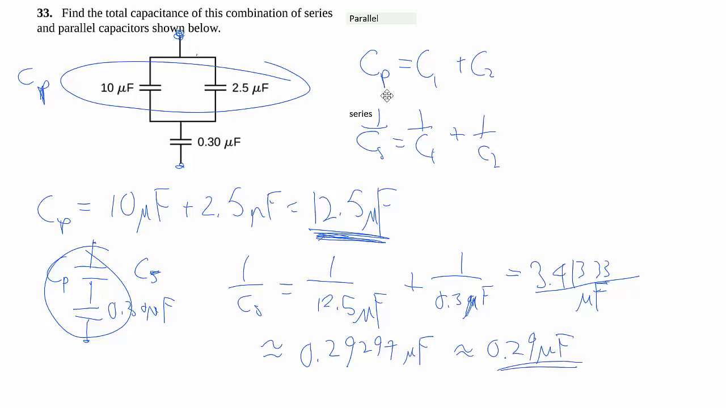So that's just a very quick overview of capacitors arranged in parallel and series combinations. We treat it very much like how we had treated resistors before. It's just that the rules are different because the governing equation of a capacitor is given by that.